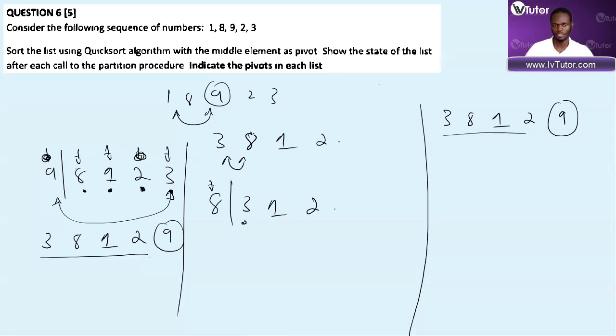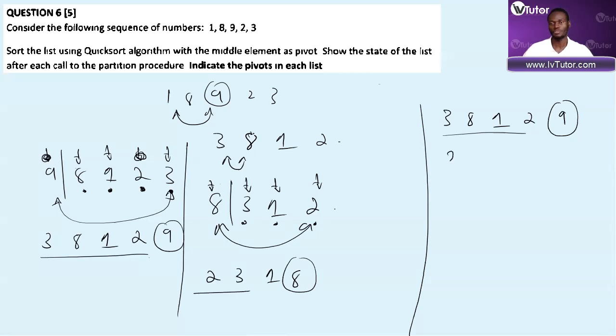Is 3 less than the pivot? Yes, shift and swap. Is 1 less? Yes, shift and swap. Is 2 less? Yes, shift and swap. And eventually swap your small index with your pivot. Now you end up with 2, 3, 1, 8, which is your pivot. So again, you have partitioned. Now you have 2 here, 3 here, 1 here, 8 here, which is your pivot, and 9.